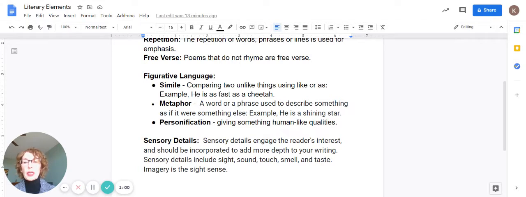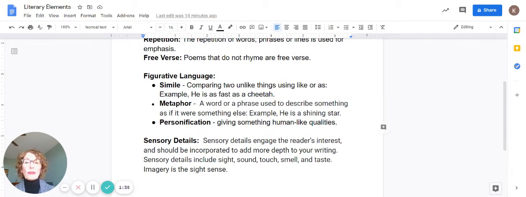Some types of figurative language used may be a simile, comparing two unlike things, using like or as. An example of a simile is he is as fast as a cheetah. And then the use of metaphors is very common. A metaphor is a word or phrase used to describe something as if it were something else. An example of a metaphor is he is a shining star. It's not saying he's like or as a shining star, it's saying he actually is a star.